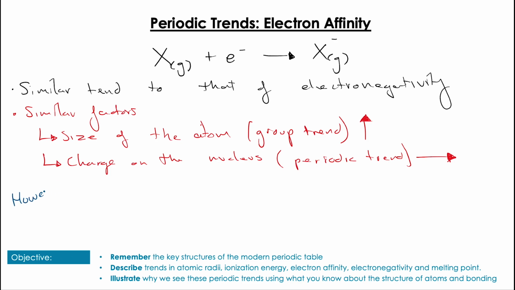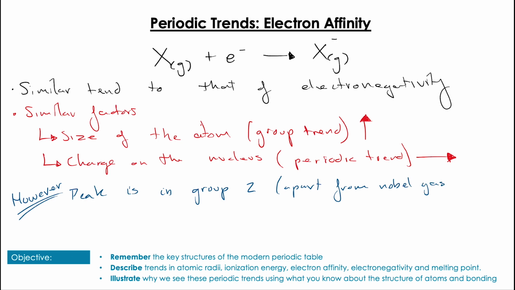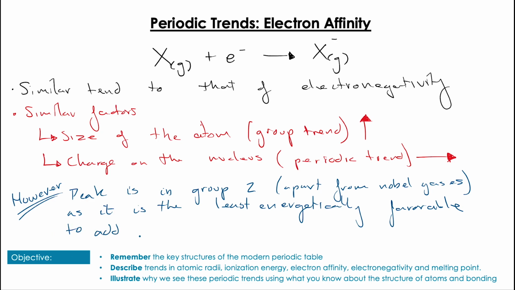We actually see a peak in group 2 for electron affinity, because adding a new electron to a group 2 element would mean adding an electron to the unfilled 2p orbitals. So just like with ionization energy, the orbitals are influencing the general trend. So the peak we will see will be in group 2. This is of course apart from the noble gases.